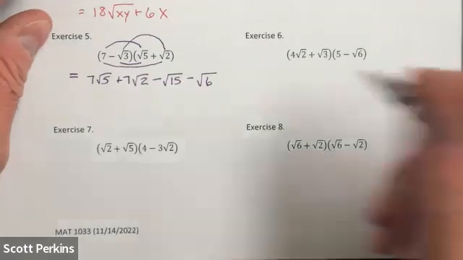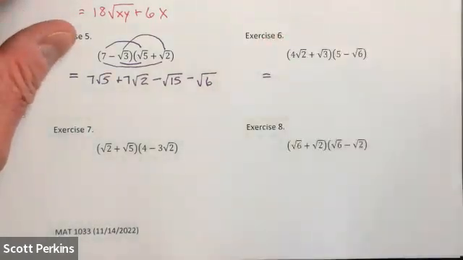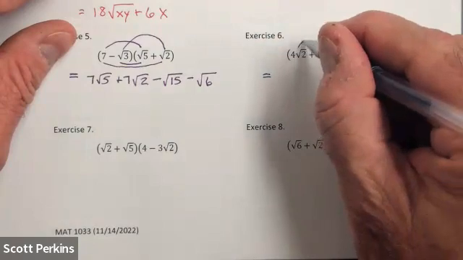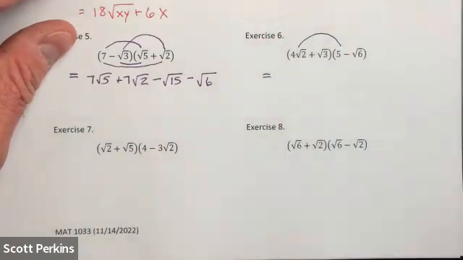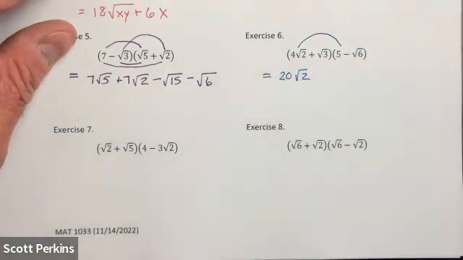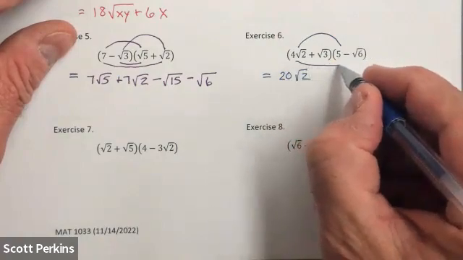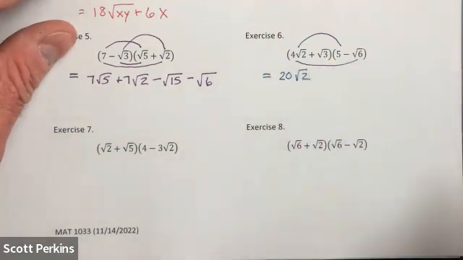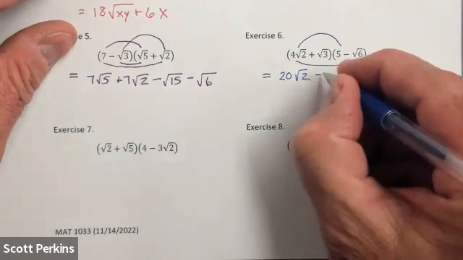All right, let's see how you did on this one. First, outers, inners, lasts. So my firsts, 4 square root of 2 times 5. The 4 and the 5 are both outside the radical, so that is 20 square root of 2. Then my outers, 4 square root of 2 times negative square root of 6. So the 4 times the negative is negative 4.